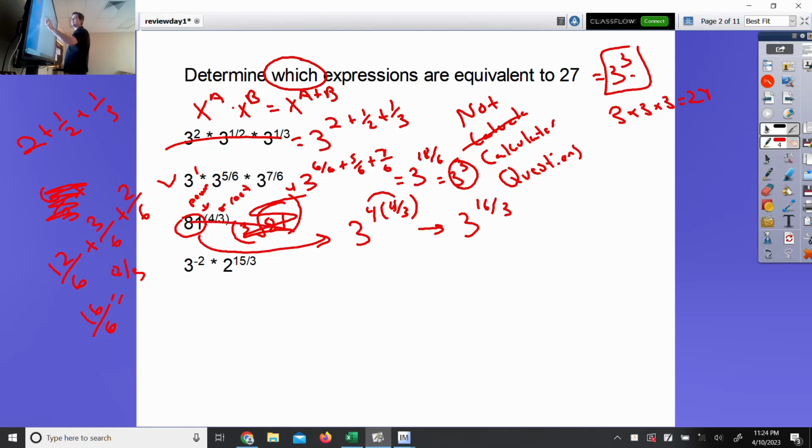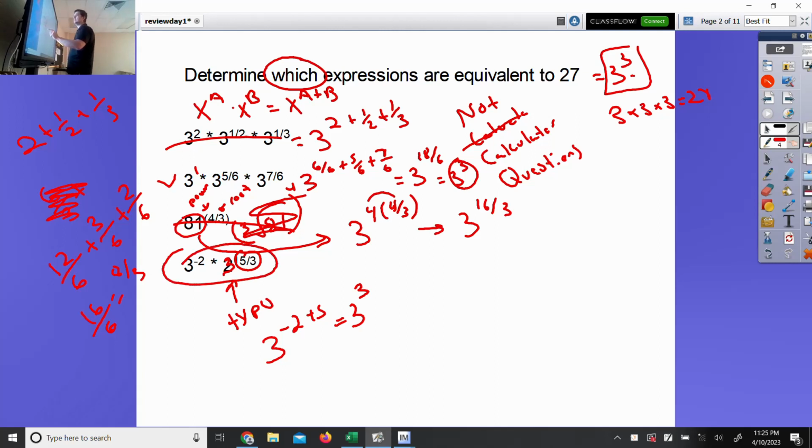So, gone. 3 to the negative 2 times 2 to the 15 thirds. I'm betting that's supposed to be a 3. This is probably a typo. I guarantee you that's a typo. It's too late to fix it. I already made copies. Well, 15 over 3 is 5. There we go. There were 2 of them. It was a multiple select problem.